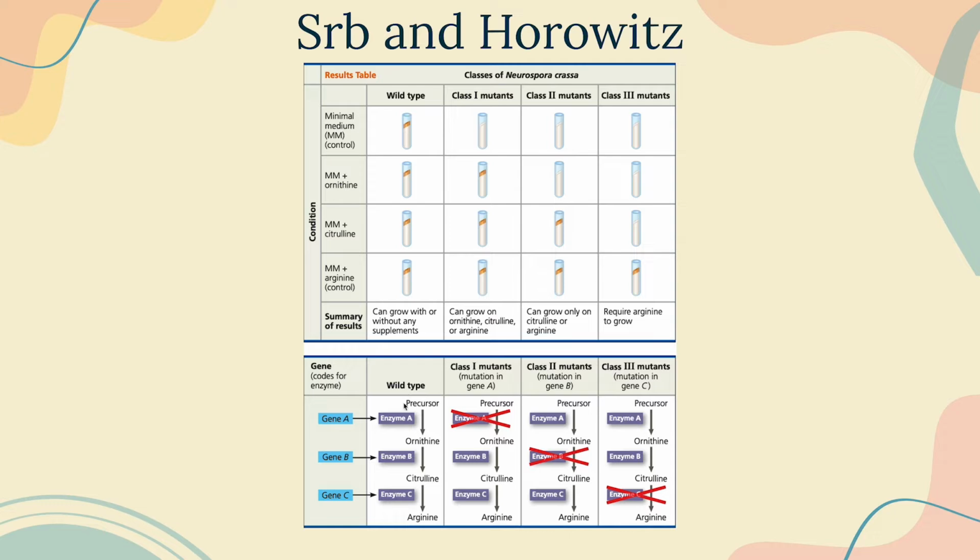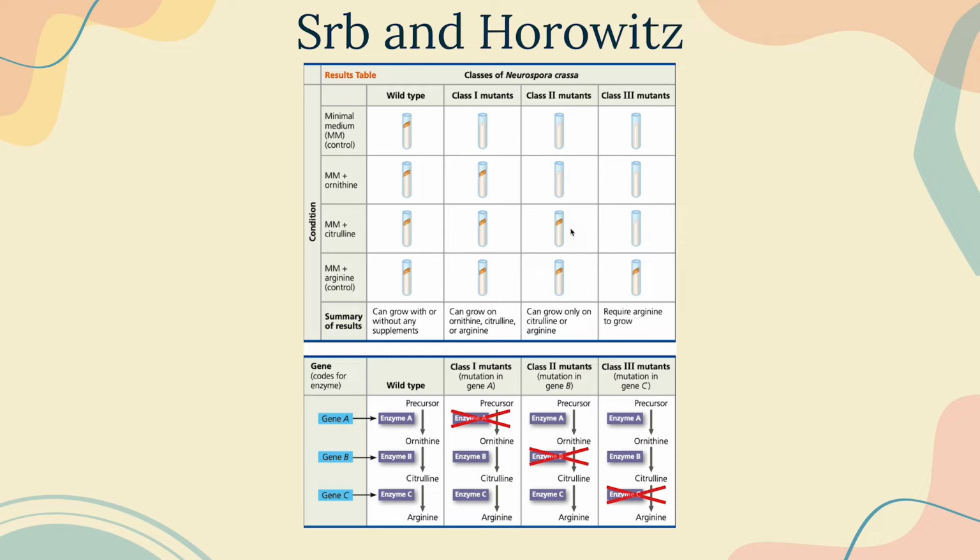So this was meant to see what mutation each of these mutants has, in enzyme A, enzyme B, or enzyme C. If you look here, the wild type grows on everything: minimal medium plus ornithine, plus citrulline, and plus arginine. So class 1 mutants can't grow on minimal medium, but as soon as you give them ornithine, they can grow on everything else behind it. So that tells us that enzyme A is the only one that's not working, because everything after ornithine works perfectly fine.